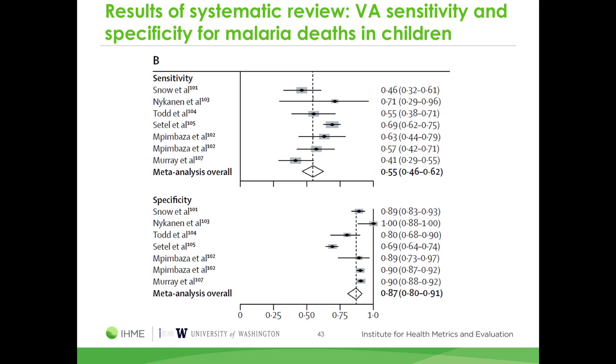So one of our research fellows at the Institute spent the better part of a year doing a systematic review, trying to find all the validation studies that have been done on VA, and then trying to meta-analyze those. So for children, the verbal autopsy sensitivity and specificity of the studies shown here was low sensitivity, 55%, and for cause of death, very low specificity, 87%.